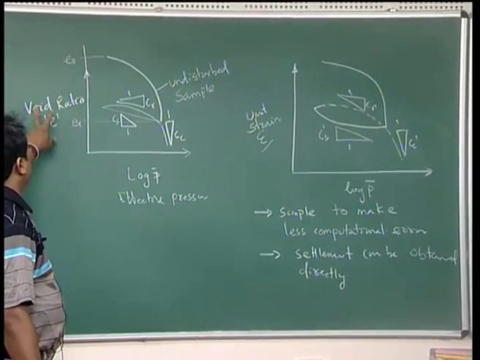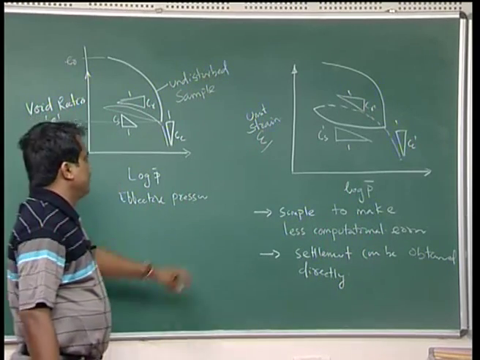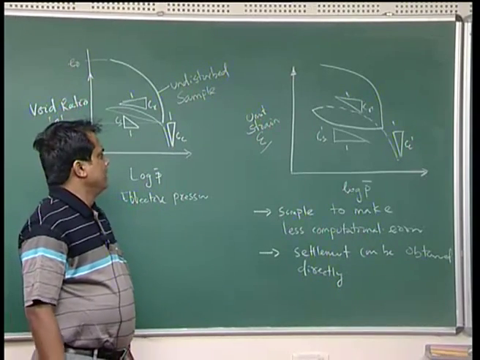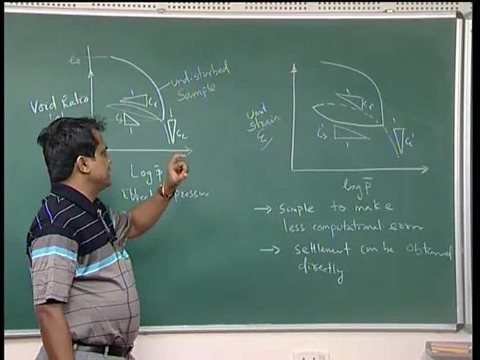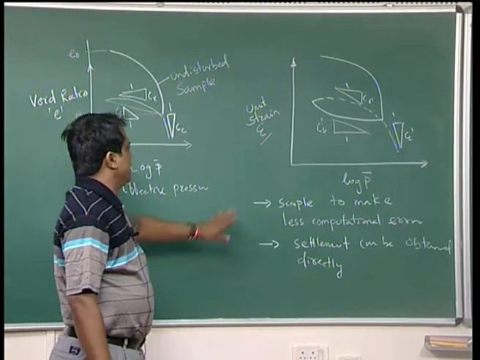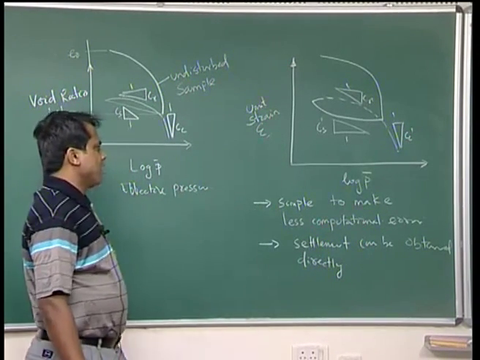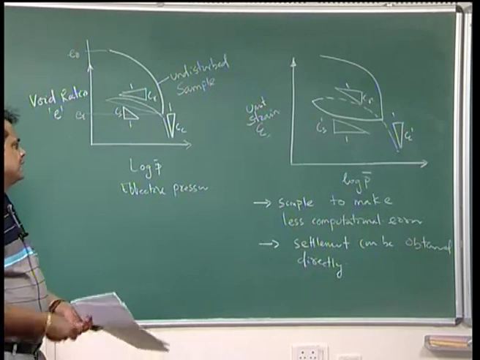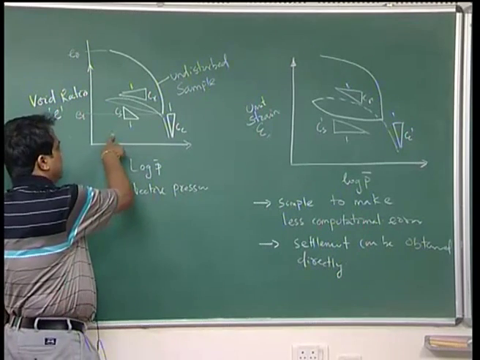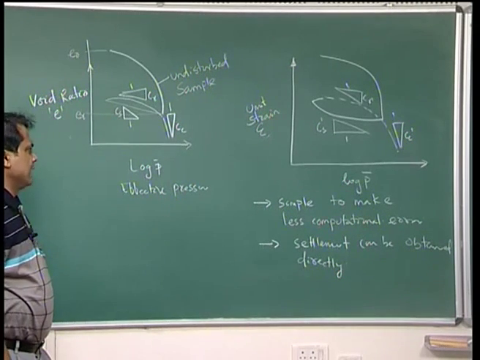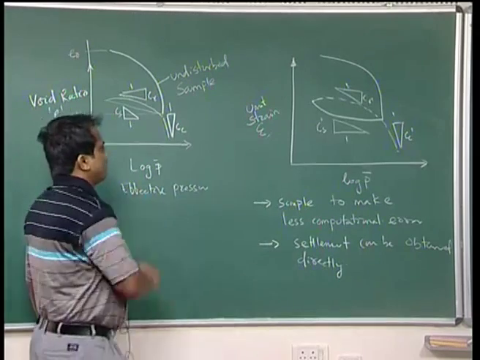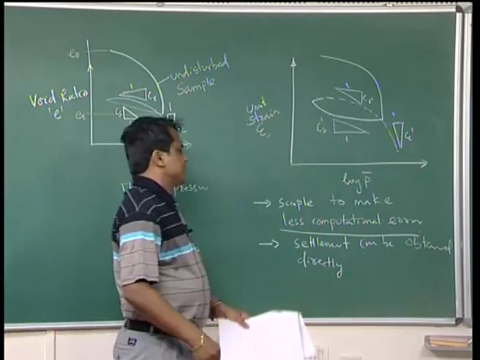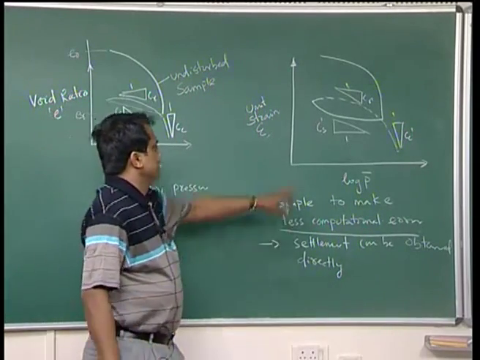You can go for void ratio e versus log P or unit strain. How do you get the unit strain? It depends upon the displacement of the dial gauge. From this displacement you can get your strain. If you plot the strain versus log P or effective stress, this is easy. With the e plot there is a chance that computational error will occur, but in this plot, being simple, less computational error may occur. Also, settlement can be obtained directly from this plot.